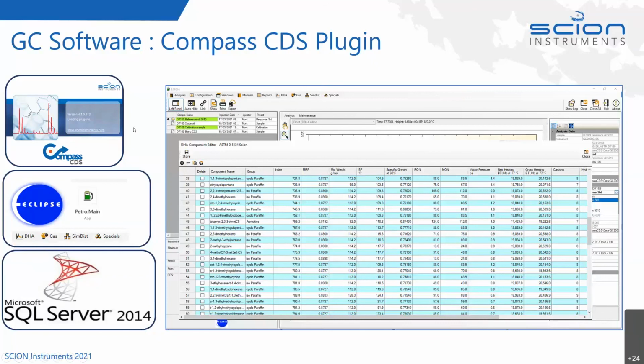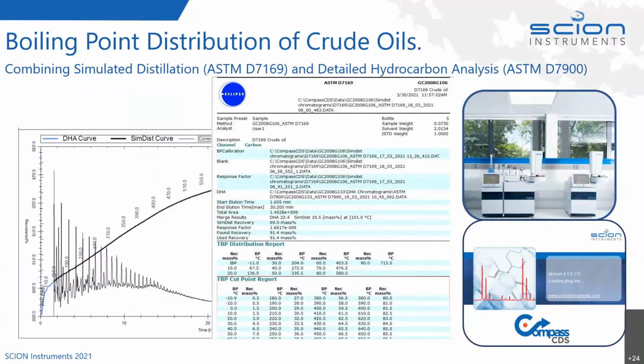So that allows the software to work together, and it will then produce our combined Simdist report, as we can see here. Yes, we can plot chromatograms. We can plot the DHA curve. You can see in blue here on the left-hand side, we've got the Simdist plotted from the DHA analysis, adding to the main Simdist curve, the black line from the Simdist analysis itself. And the chromatogram itself is from the Simdist plot. The software itself will create a distribution report for you, a table. It can also do a table of the cut points for you, and it has other reporting options as well inside it.